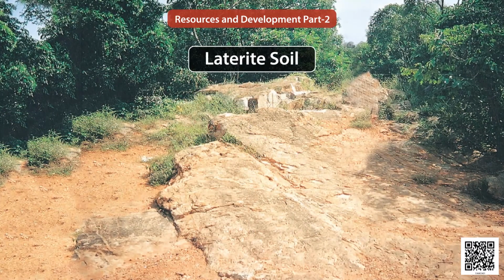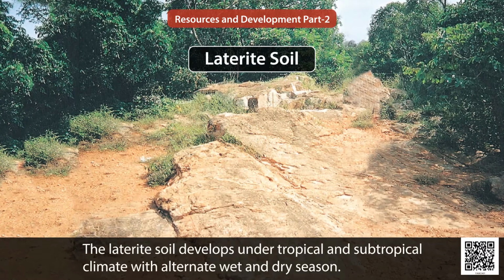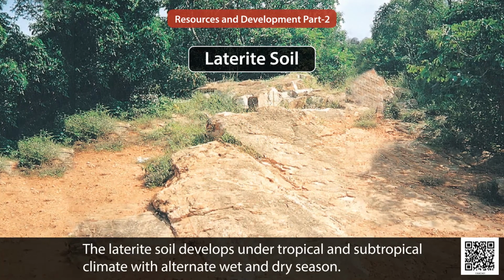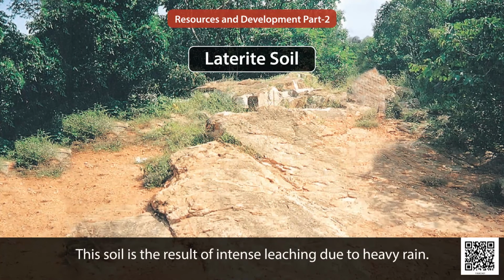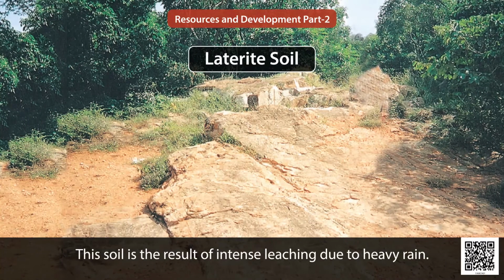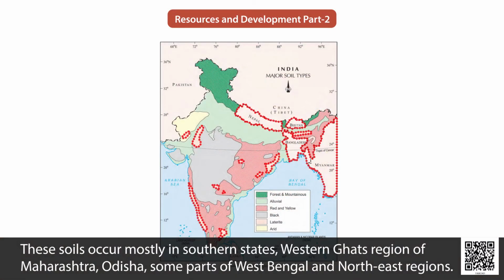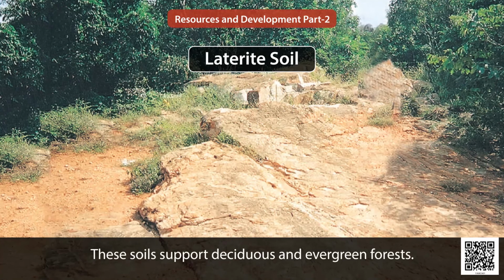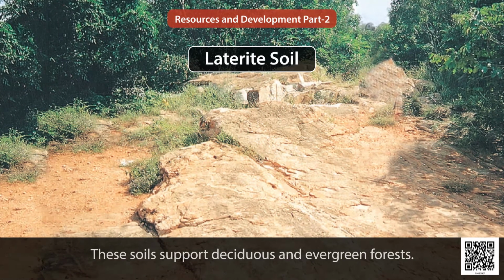Laterite soil. The laterite soil develops under tropical and subtropical climate with alternate wet and dry seasons. This soil is the result of intense leaching due to heavy rain. These soils occur mostly in southern states, the Western Ghats region of Maharashtra, Odisha, some parts of West Bengal and northeast regions, where these soils support deciduous and evergreen forests.